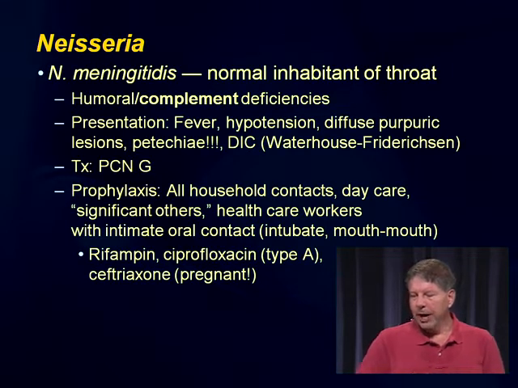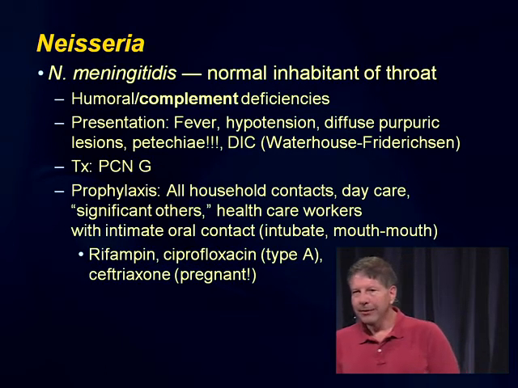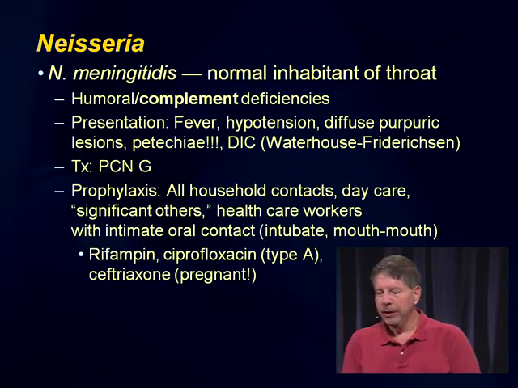Y'all know how meningococcus presents: fever, hypotension, diffuse, purpuric lesions, petechiae, DIC. Treatment's penicillin G. They may give you ceftriaxone. That's fine. Okay, ceftriaxone is fine. There are some cases of resistance in the States with meningococcus, so they could just give you ceftriaxone, and that's okay. They won't make you choose between the two. They'll give you one or the other as a choice.